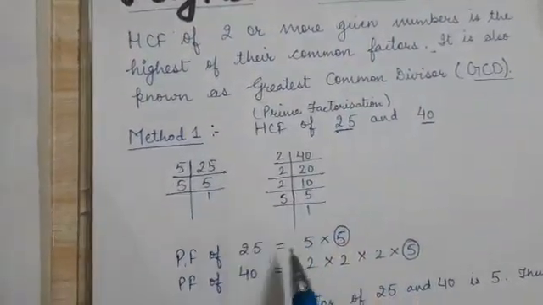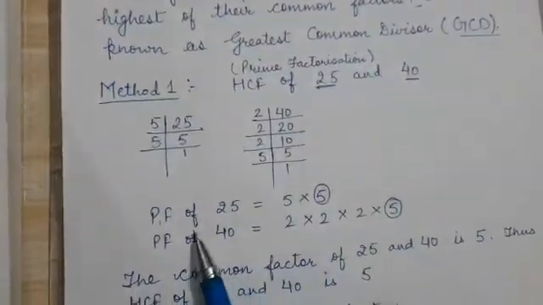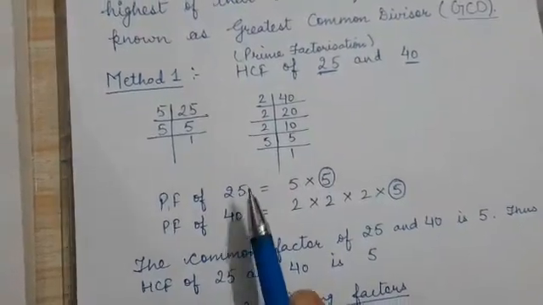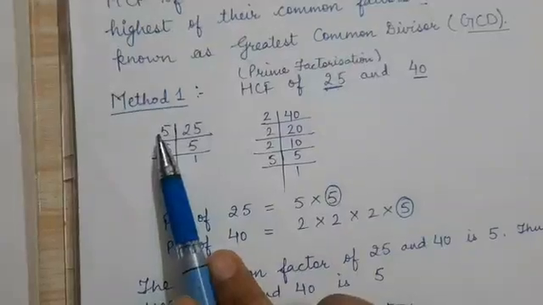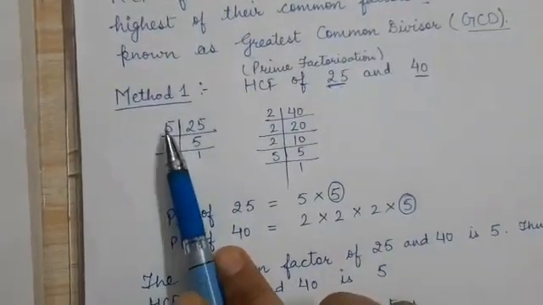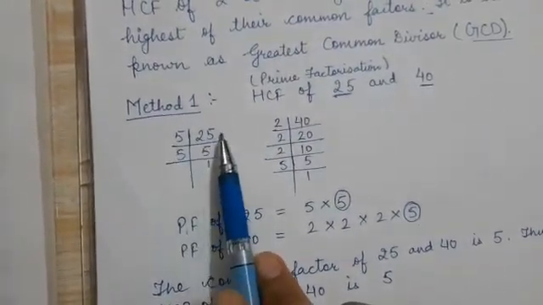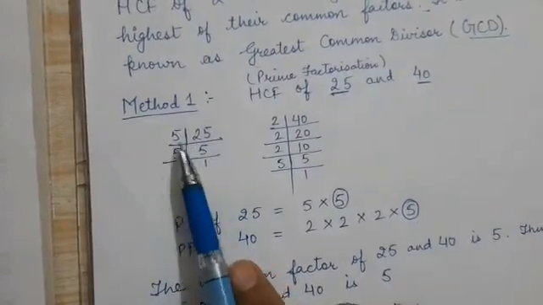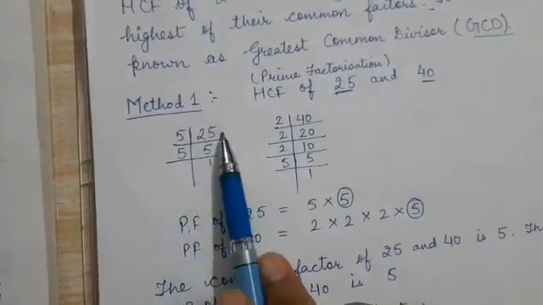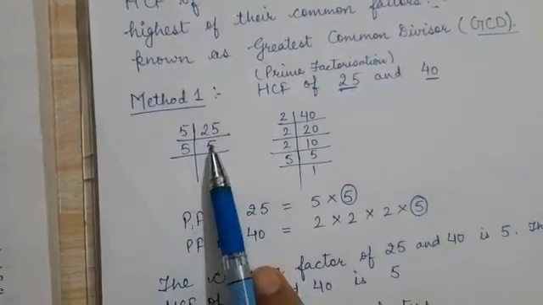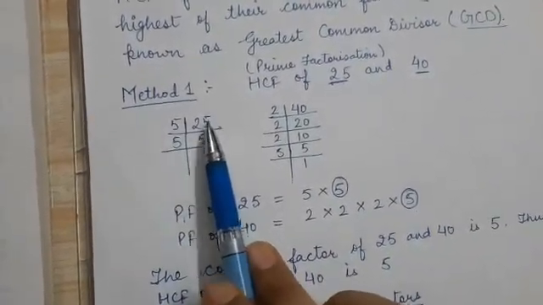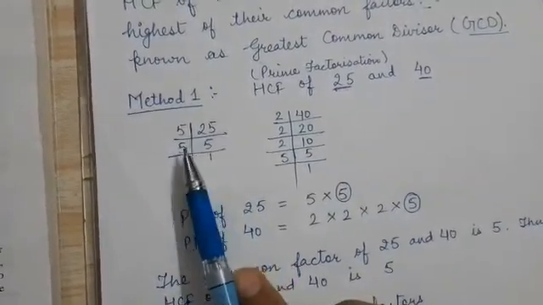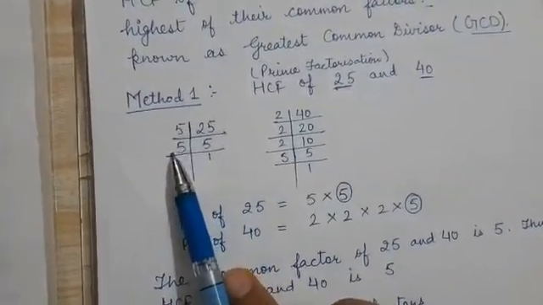Then you have to find out the common factors among the prime factorization of each number. So 25, I know 25 is divisible by 5, and 5 is also a prime number. 5 fives are 25. Now we are left with 5 only. Again 5 is divisible by 5 only, and 5 is a prime number.